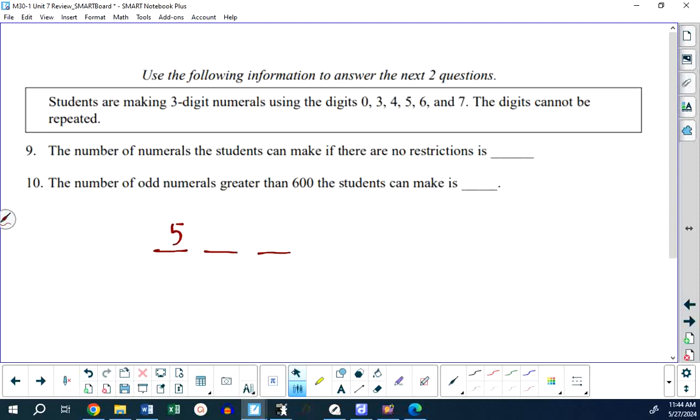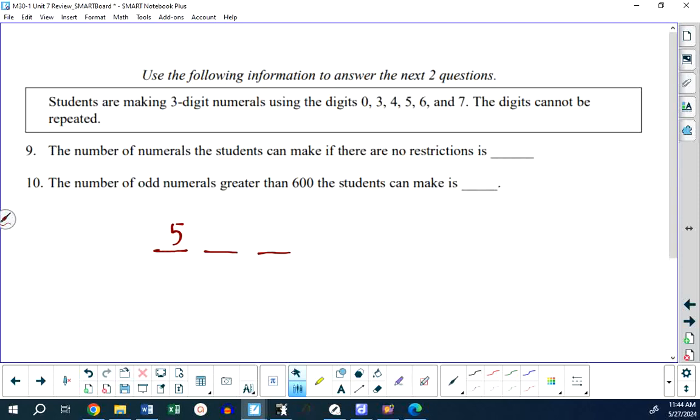options for the first digit. It can be a 3, a 4, a 5, a 6, or a 7. It says the digits cannot be repeated. Don't read number 9 and say, oh, there are no restrictions, so I'm going to ignore that. That's part of the problem. Maybe I should put here if there are no other restrictions.